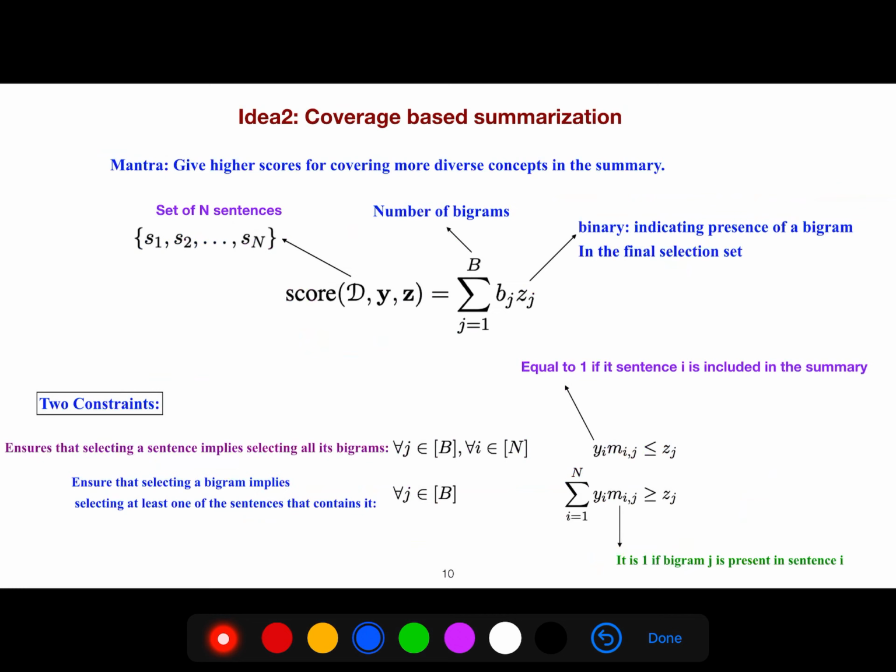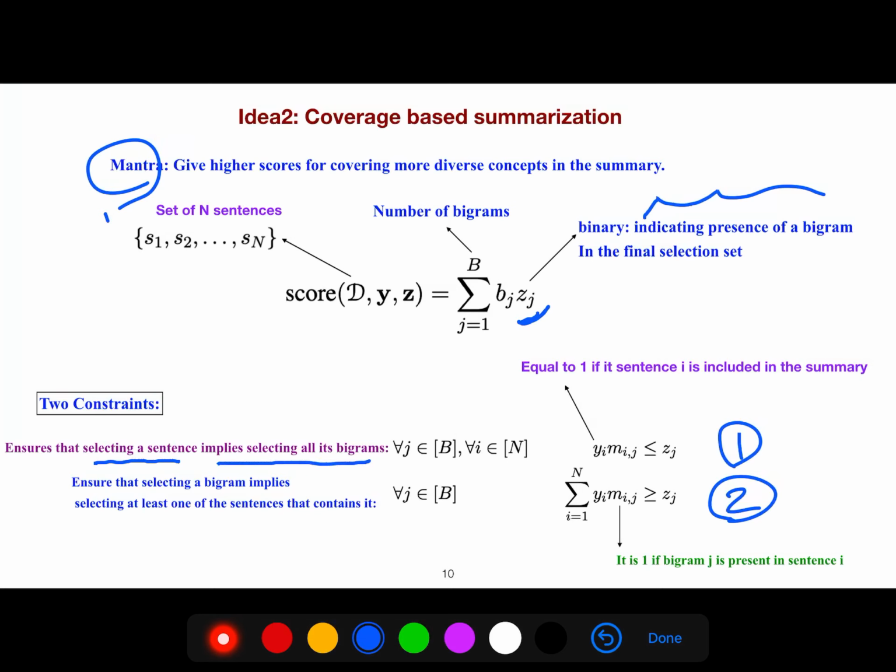And the second idea, the mantra, says give high scores for covering more diverse concepts in the summary. So it's like that volume idea that I will explain. But here, we have another binary, Z, indicating the presence of a bigram in the final selection set. Now we have 2 constraints, 1 and 2. The first one ensures that selecting a sentence implies selecting all of its bigrams.